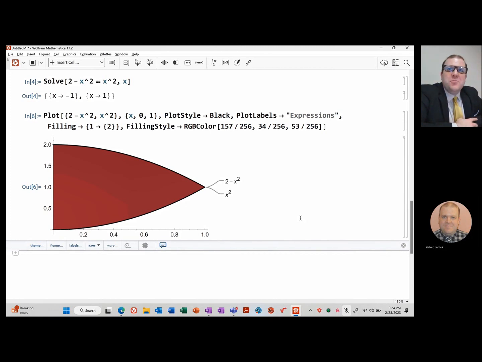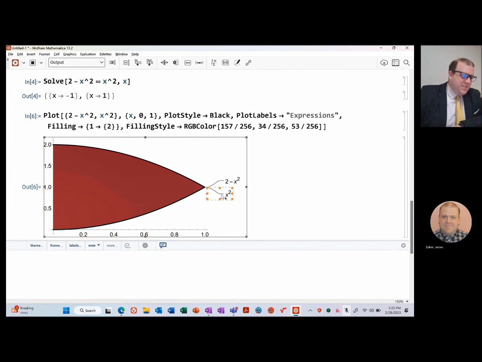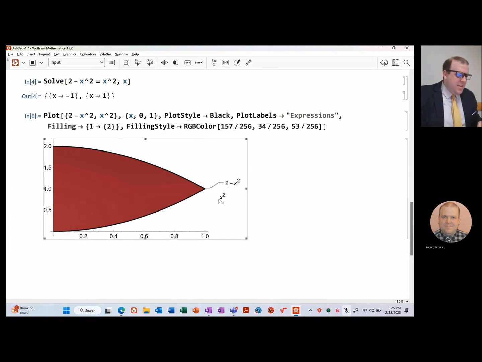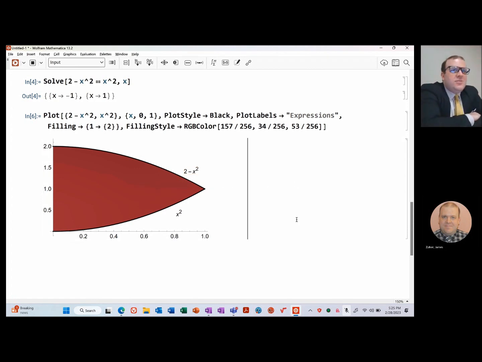One thing I hate about when they do plot labels. Why do they put it right there? Go ahead and just get rid of that and move it. Just to make it way more obvious.